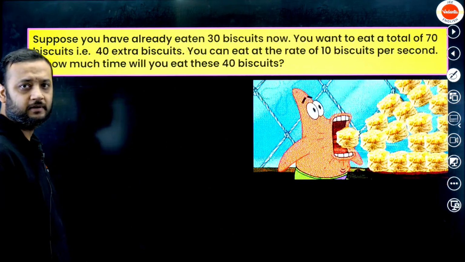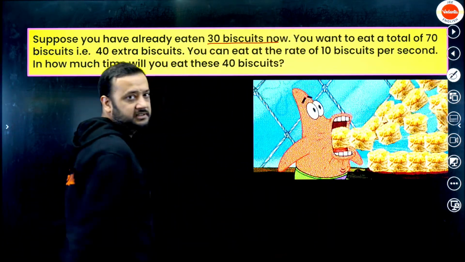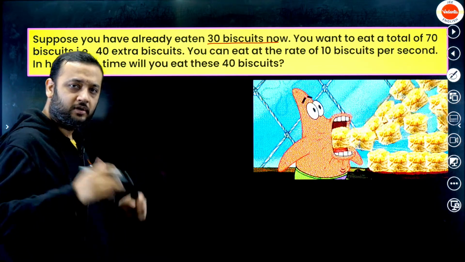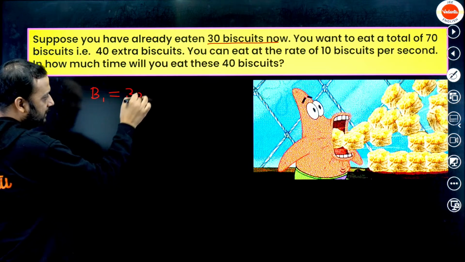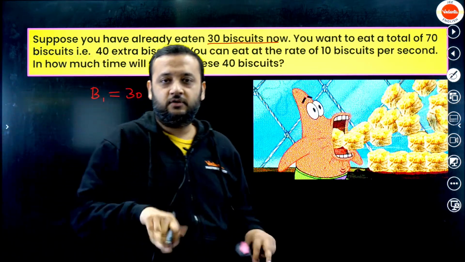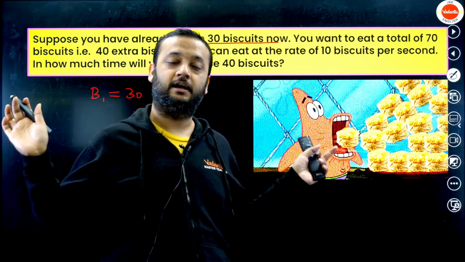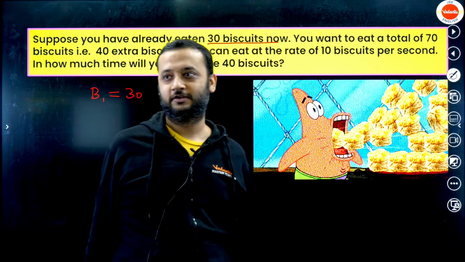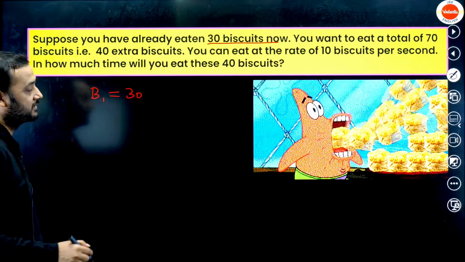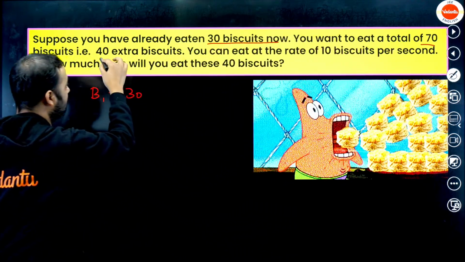Okay, let us see one more example, guys. Suppose you have already eaten 30 biscuits. That means B1 is equal to 30. These many biscuits are already inside your stomach. You are a very hungry person, your appetite is a lot. Now you want to eat a total of 70 biscuits. That means 40 extra biscuits.